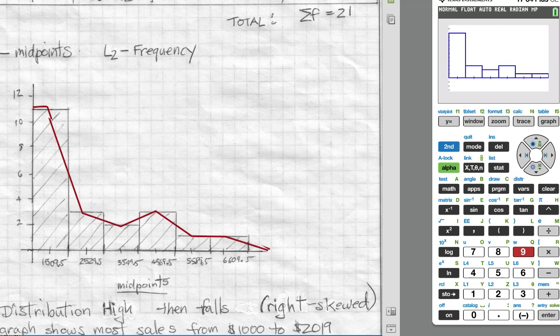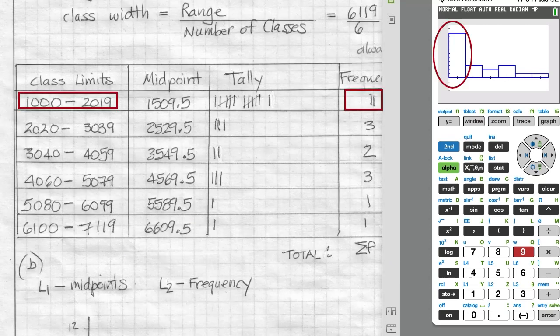And if I'm looking at this, it's high and then it falls, so it's right skewed. Remember, the skew refers to the tail. The graph shows that most of the sales are between 1,000 and 2019. And if I look back at my class limits, I can see that's the highest frequency at 11.